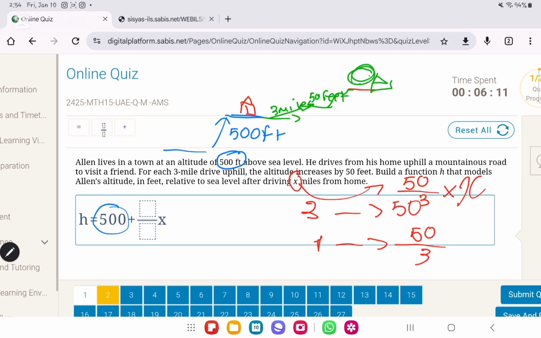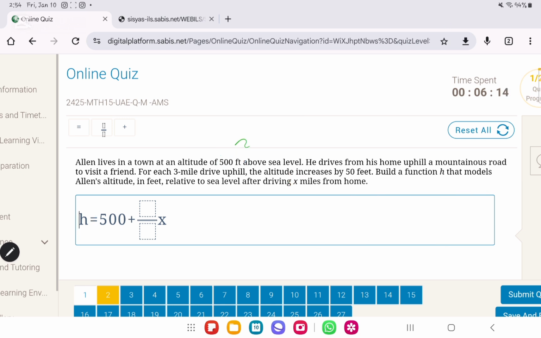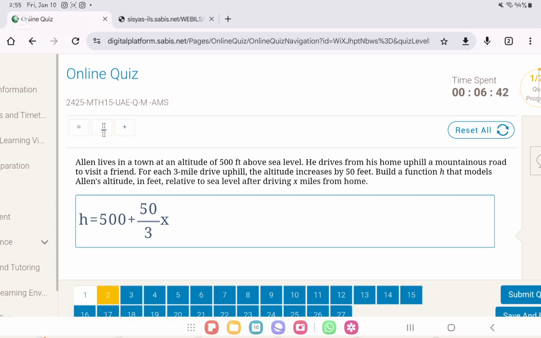So, our fixed constant is 500 feet because it is where he lives. It's fixed. Then, we know he's driving x miles from his house, and we know for every 1 mile he is driving 50 divided by 3 feet. So the altitude in feet, relative to sea level, is 500 feet plus 50 divided by 3 times x.